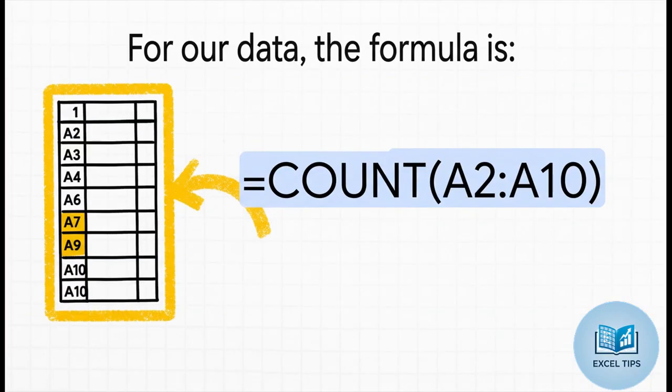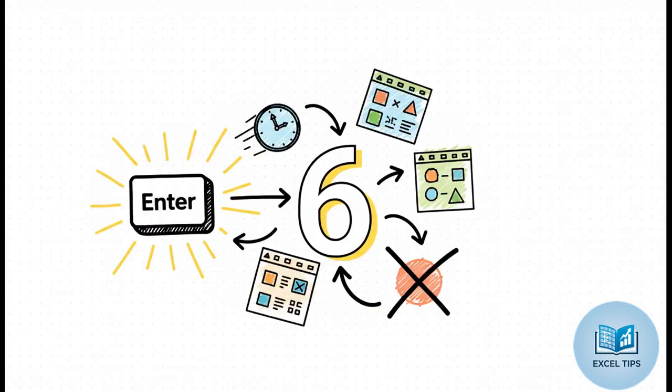So for our sales list, this is the exact formula we type in. Equals, count, and then inside the parentheses, A2:A10. This little bit just tells Excel, hey, look at everything from cell A2 all the way down to A10. And the moment you press enter, bam, the result is 6. Instantly. No scrolling, no losing your place, no mistakes. Excel did all the heavy lifting for you.